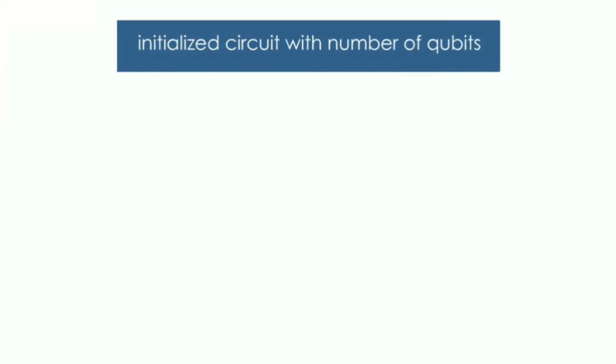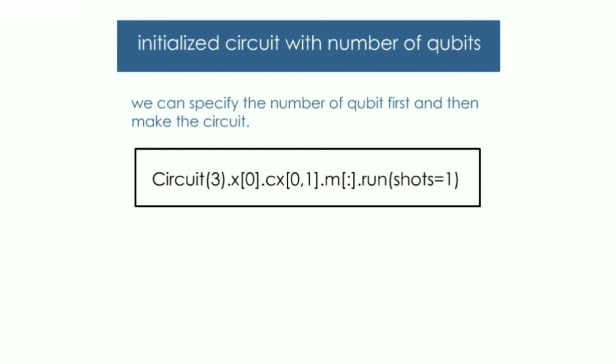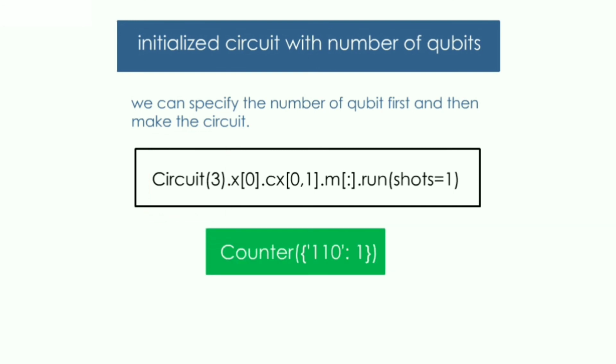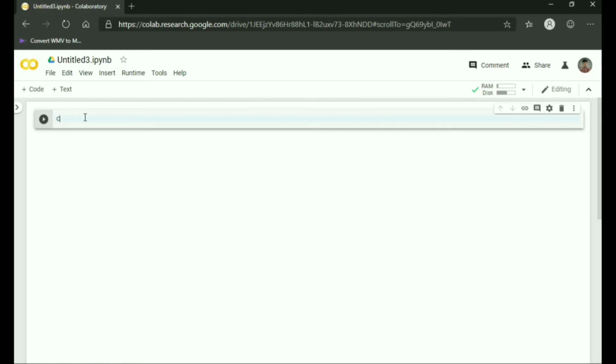Let us go on to the next topic, that is initialized circuit with number of qubits. Usually the circuit automatically specifies the number of qubits, but we can also specify the number of qubits required first and make the circuit. We can do this using this code. We need to simply put in the number of qubits we need in the bracket of the circuit. The output will be 110. This means there were 3 qubits but we used only 2.